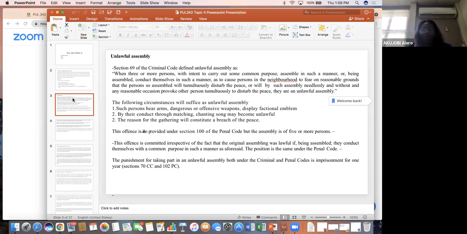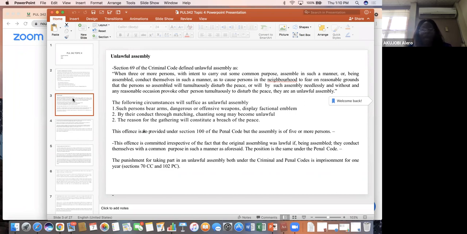So the following circumstances will suffice, like I've said, for unlawful assembly. What are these circumstances? That such persons bear arms, dangerous or offensive weapons, or display functional emblems. Like I tend to see some group of people going around carrying flags and displaying all kinds of weapons, just clearly to show that whatever they are gathering for is to disturb the peace of the area. If by their conduct, through marching or chanting songs, through the kind of songs they are chanting, it might also result in an unlawful assembly.